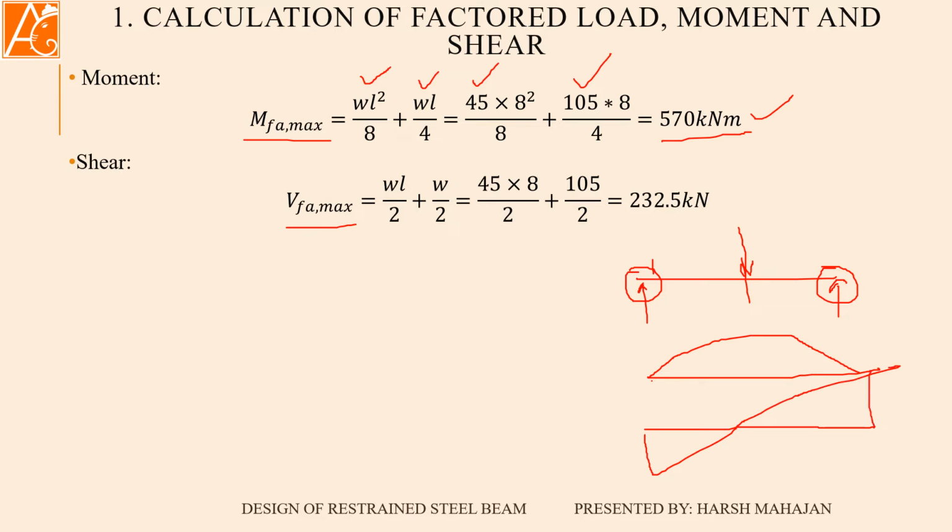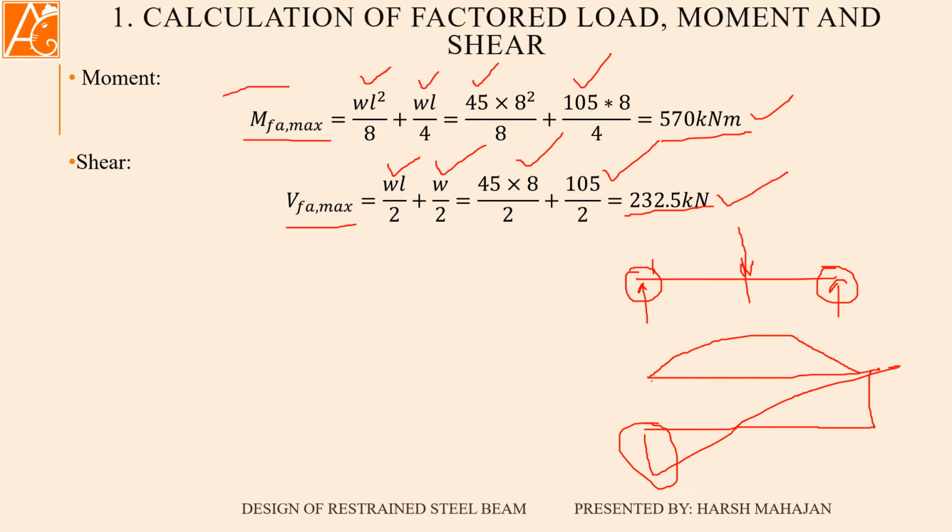So the maximum will occur at the end. WL by 2 means, just due to symmetry, we can divide the whole load by 2. There are two supports, and W by 2 will be the load distribution due to point load. So this is 45 kilonewton per meter into length of span divided by 2, and point load divided by 2. So this is the maximum shear force occurring.